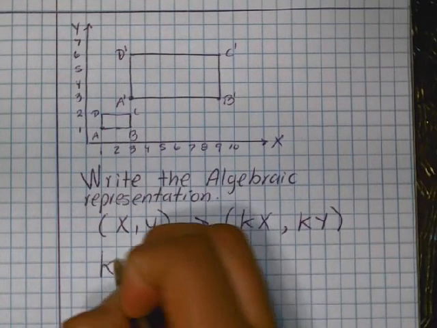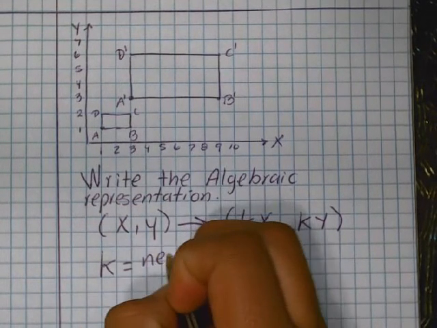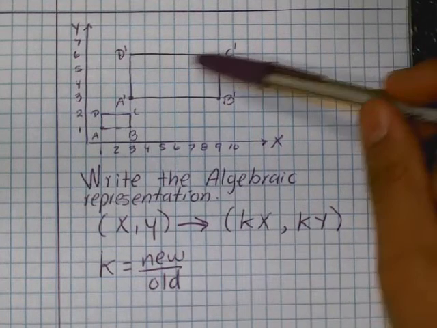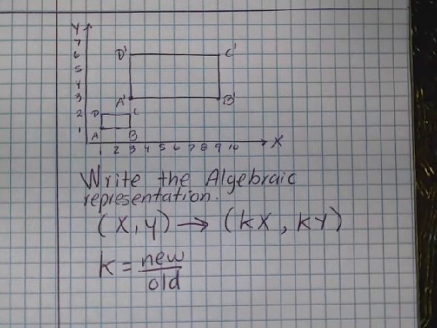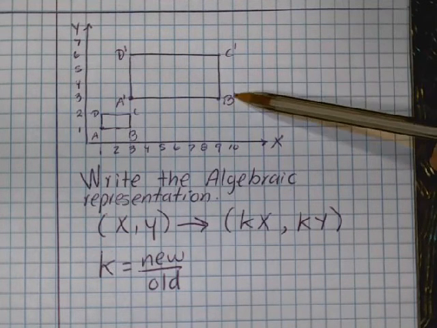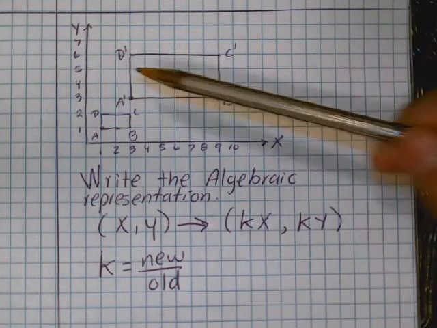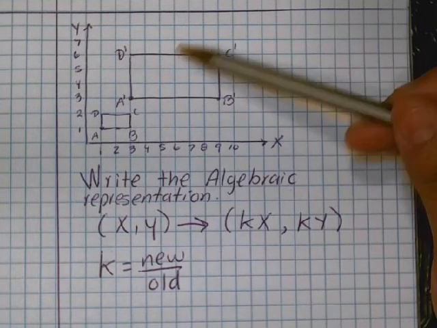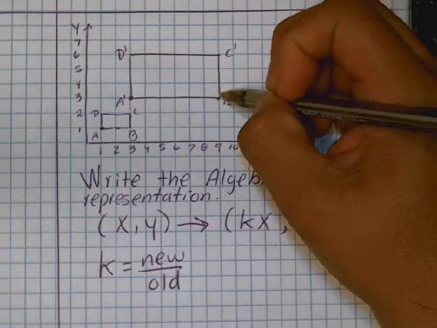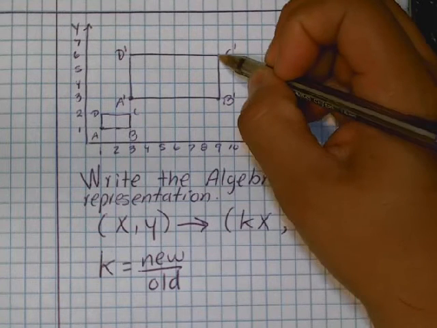But I don't know how much it is. I'm going to find it though. K is the ratio of new over old. So let's look at these two shapes. Which one is the new shape? We can clearly see that this one will be the new one because it has those little primes on each of the letters.